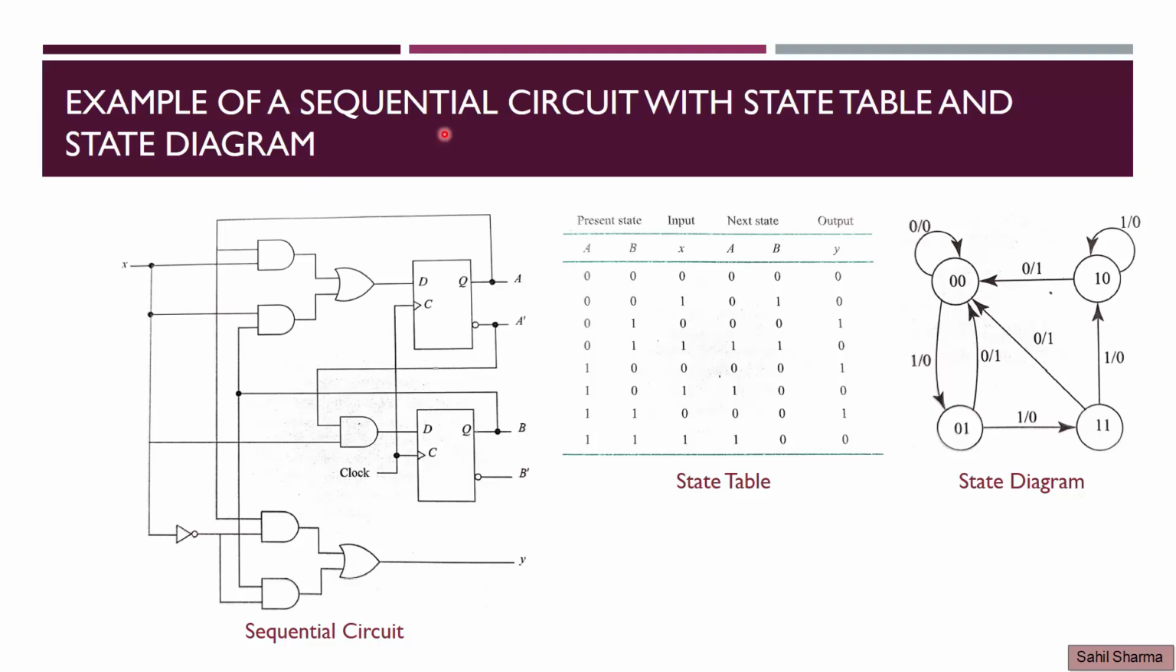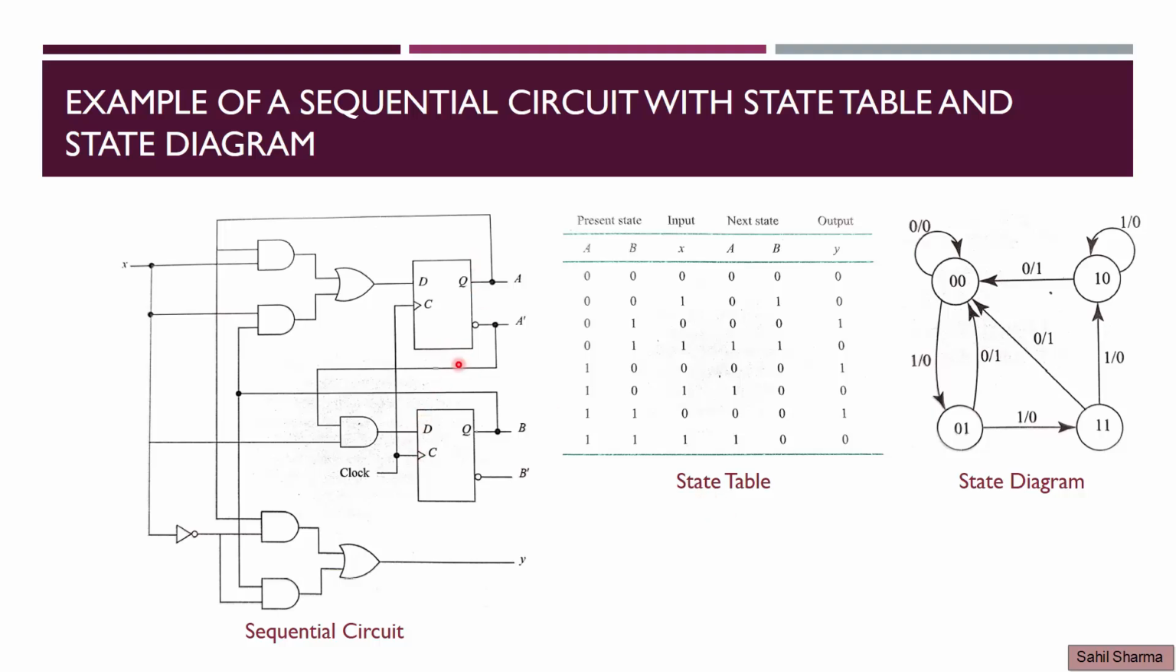So this is an example of a sequential circuit with state table and state diagram. So first we see the sequential circuit. In this we have two D flip-flops. Along with it the clock signal is provided, and the combinational circuit above and combinational circuit below have been provided. This combination of combinational circuit and the flip-flop with the clock signal is known as sequential circuit.